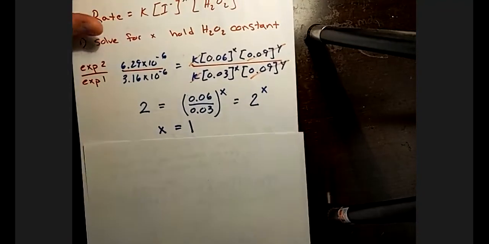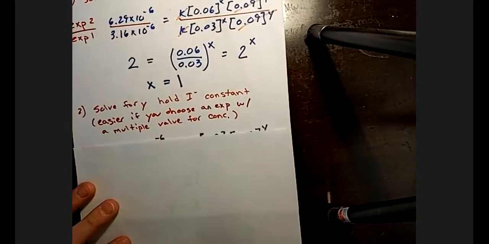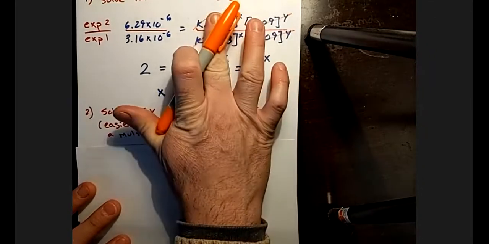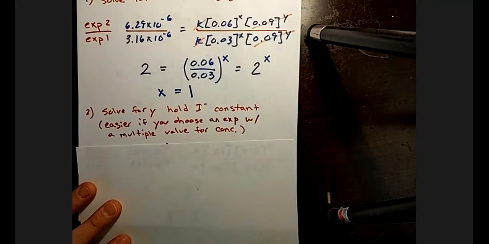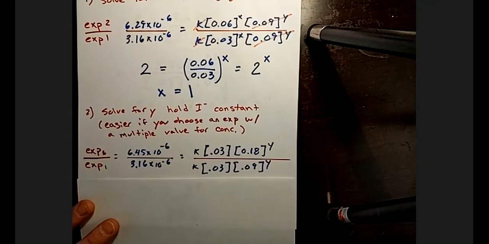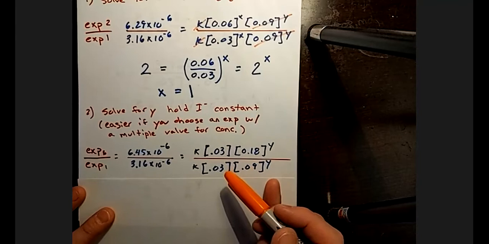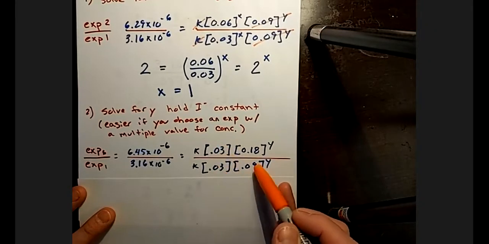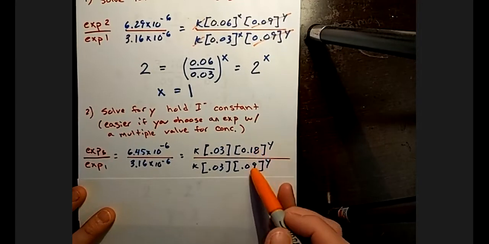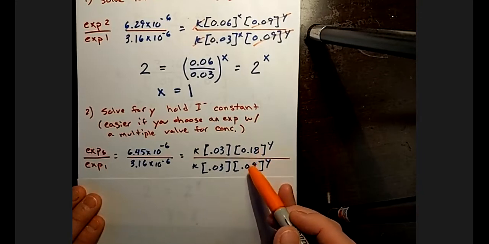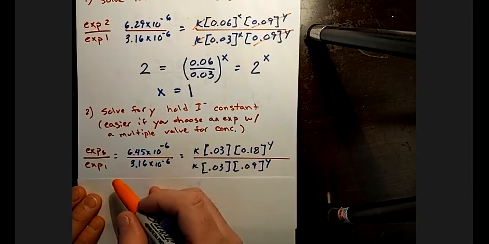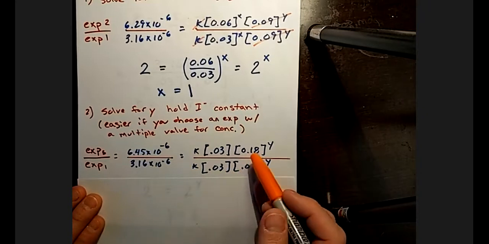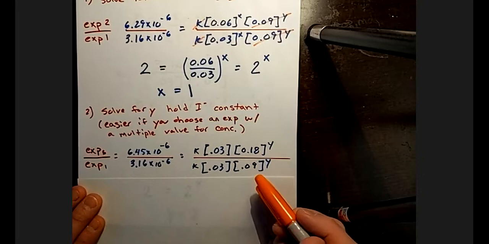Okay. Step 2 is we want to solve for the peroxide, so we're going to hold the iodine part constant. Again, it's easier if we choose an experiment where there is some multiple value for the concentration. So in my particular one, I chose experiment 6 and experiment 1. In this case, the iodine is held constant in those two experiments at 0.03. But the peroxide is clearly a multiple value between 6 and 1. Again, you can pick any of them. It's not going to make that much of a difference. It's just your math may be slightly more difficult. It may be less apparent what your value is if you don't pick an apparent multiple from the start. Okay. But here I've picked 6 and 1.